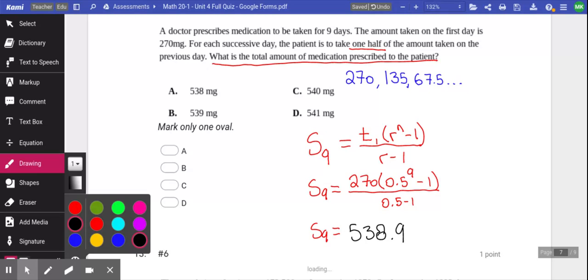You would rather have a little extra, unless you're ODing on the patient. Maybe that's a bad idea. No, we would just round this thing properly. So this thing would round to be 539 milligrams.